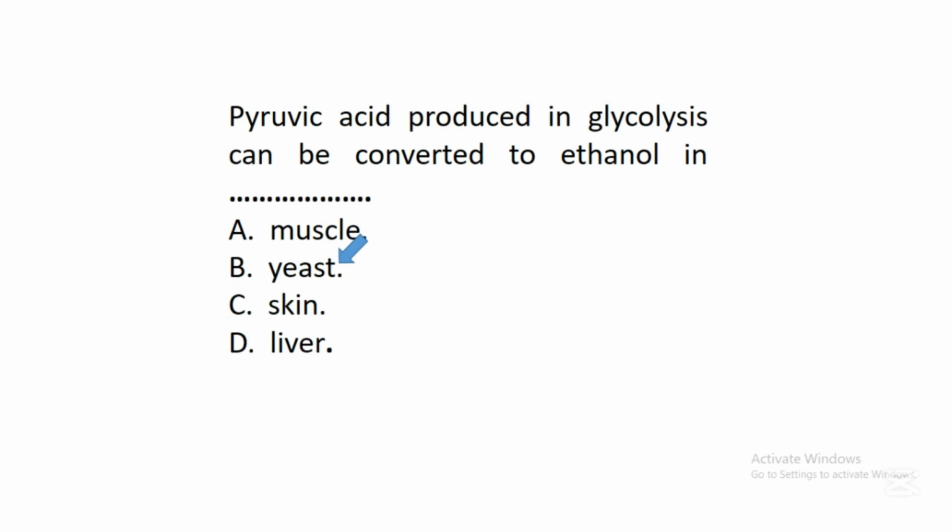many industries that produce this ethanol make use of yeast, because as yeast respires anaerobically, this important compound that has a great value in the brewery industry and other industries that produce drinks is formed. So the pyruvic acid produced in glycolysis can be converted to ethanol in a yeast cell.